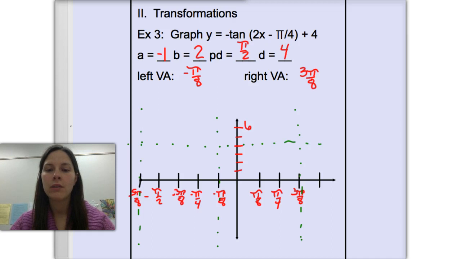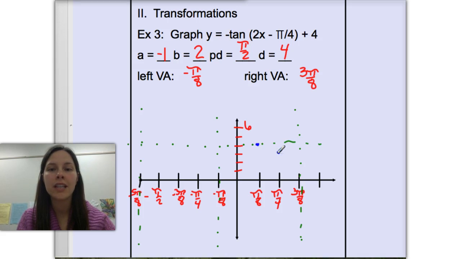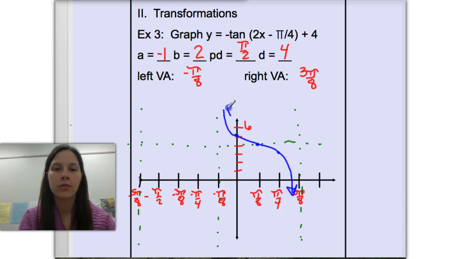So halfway between my negative pi over 8 and my 3 pi over 8 is at pi over 8. So that will be my intercept. At pi over 4, halfway between my intercept and the asymptote, I'm going to go down 1. Normally the tangent function goes up to the right, but with the reflection we're going down to the right. And then at 0, halfway between my pi over 8 and negative pi over 8, I'm going up 1. And then what you do with those 3 points is you just sketch that snake-looking graph.